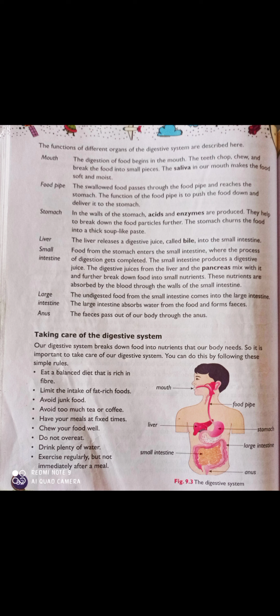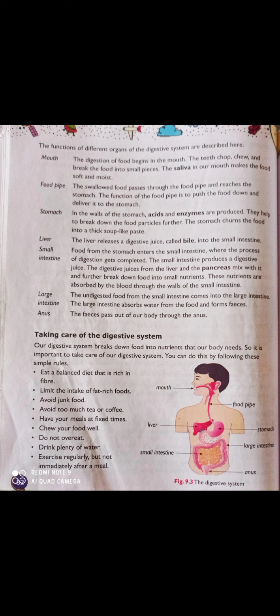First one is mouth. Digestion of food begins in the mouth. And what helps the mouth in the digestive system? The saliva which is present in our mouth makes the food soft and moist. Food pipe delivers the food down to the stomach.